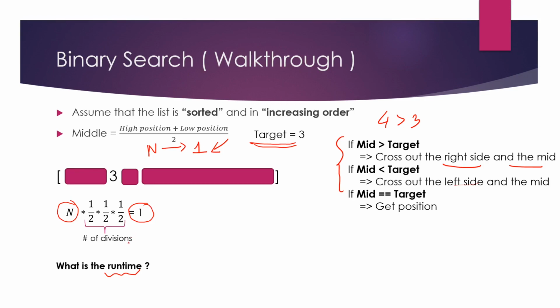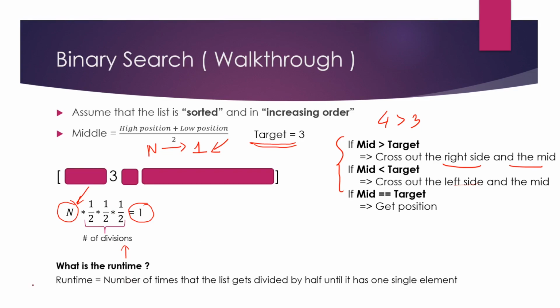And for analogy, it's just like Thanos in Marvel Infinity War. So this is equal to the number of times you snap your finger until your elements drop from n into 1. Every time you snap your finger, you drop the population by half, by half, by half. So just like Thanos, as you can see. So the runtime is going to equal the number of times that the list gets divided by half until it has 1 single element, or the number of times you snap your finger until there's 1 hero left.